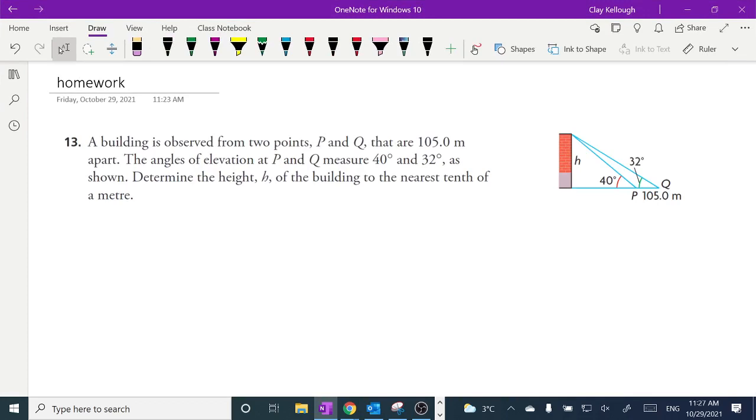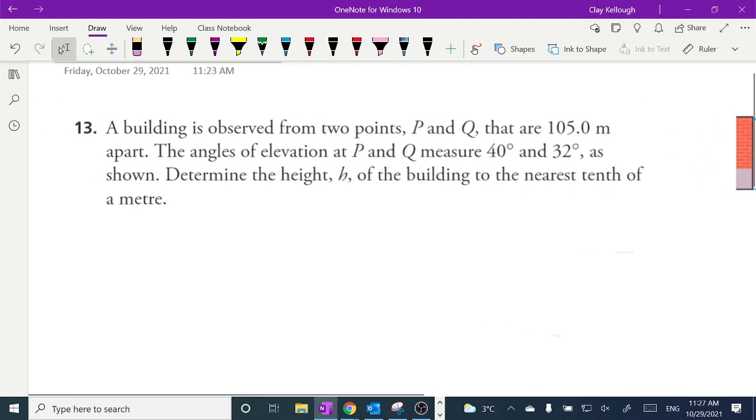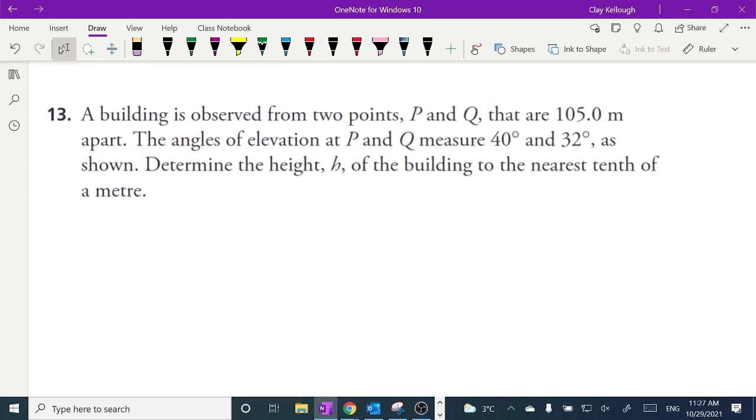as we get further into these word problems, I'm not going to give you this nice little diagram. Let's pretend like we couldn't see the diagram. Where would we get it from? Well, a building is observed from 2 points P and Q that are 100.5 meters apart. The angles of elevation at P and Q measure 40 and 32. So I'm looking at a building, but I'm looking at it from two different points.